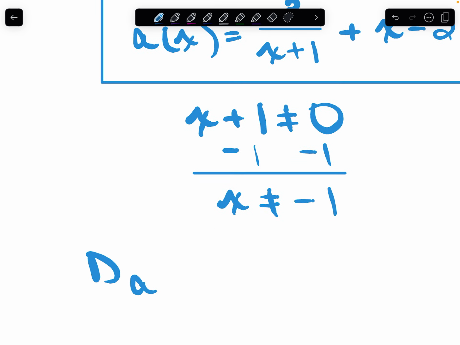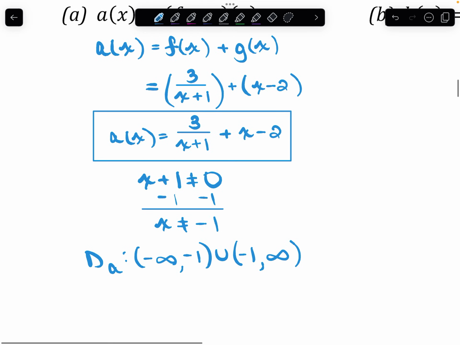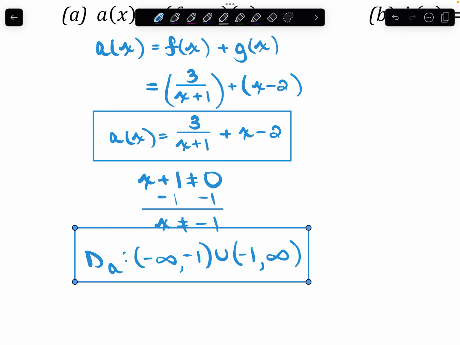So the domain of A, I'm going to go with interval just for something different. I can go from negative infinity. I have to hop over negative 1, continue on the other side of negative 1, and then I can go to infinity. So function, domain. If it does not say give the domain, you do not have to.